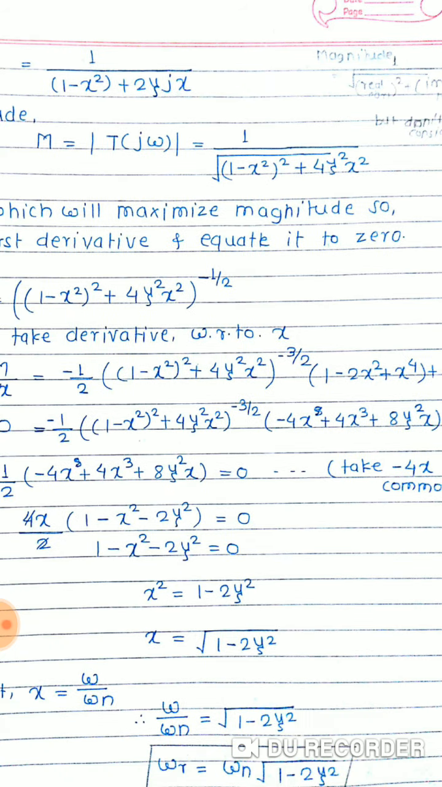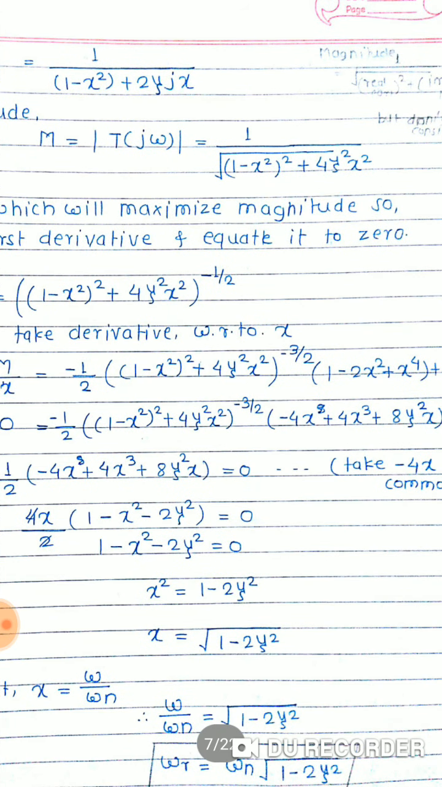So what is the real part? 1 upon root over, 1 minus x square is the real part, we have to take a square of that. Therefore 1 divided by root over, in bracket, 1 minus x square, square, plus we have to take a square of the imaginary part also, but we will not consider the j, therefore 2 square is 4 zeta square into x square is there.